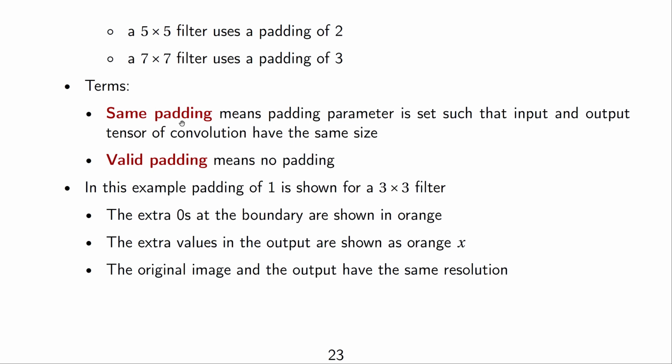All right, there are two terms here. Same padding means that you set the padding parameter in conjunction with the filter size such that input and output tensor have the same size. Valid padding basically means no padding. In valid padding, you only place the filter inside the input tensor image wherever it is allowed. So valid padding is the option that leads to a shrinking of the spatial resolution when convolution is applied.